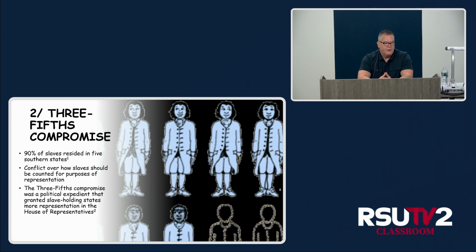And so the 3/5 compromise was a political expedient that granted slaveholding states more representation than they deserved in the House of Representatives. Southern states gained 14 seats in the original Congress, which was about 13% more representation than they would have had if slaves had not been counted at all.